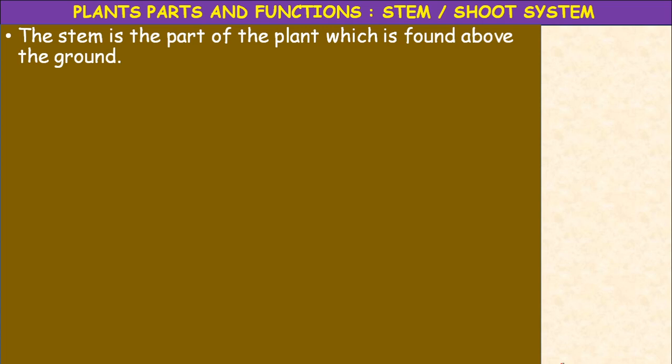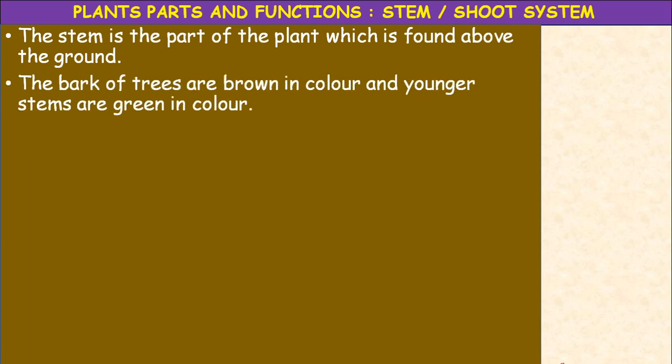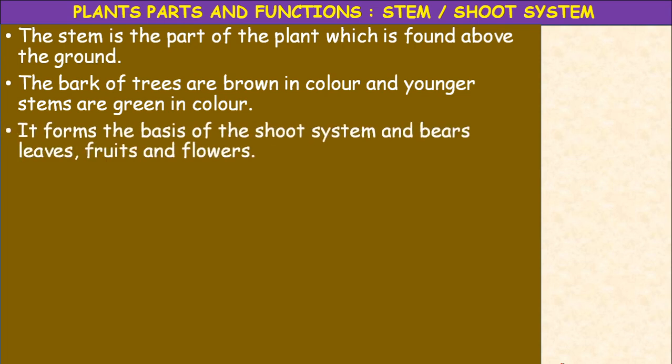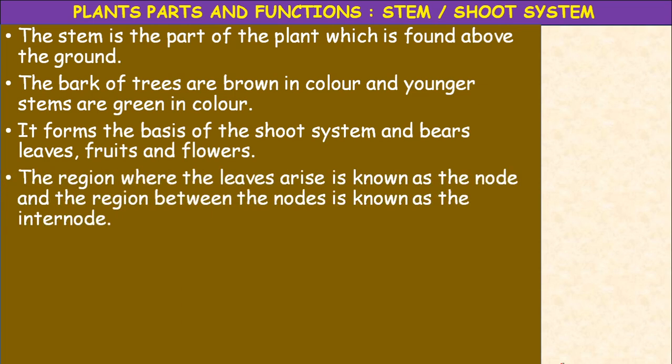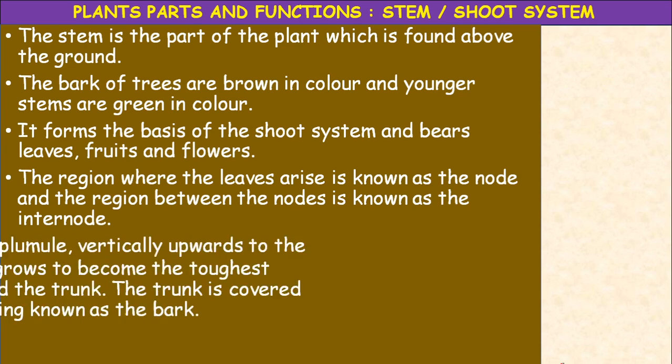So let us see the shoot system. The stem is the part of the plant which is found above the ground. The bark of the trees is brown in color and younger stems are green in color. The stem forms the basis of the shoot system. It bears the entire weight of the plant. It bears leaves, fruits and flowers. The region where the leaves arise is known as the node. We can divide the stem into nodes and internodes. The region between the two nodes is known as internode.